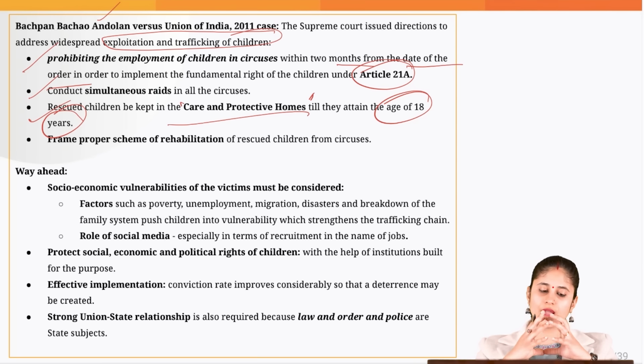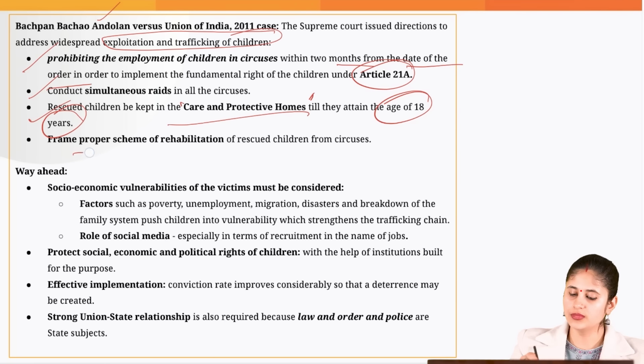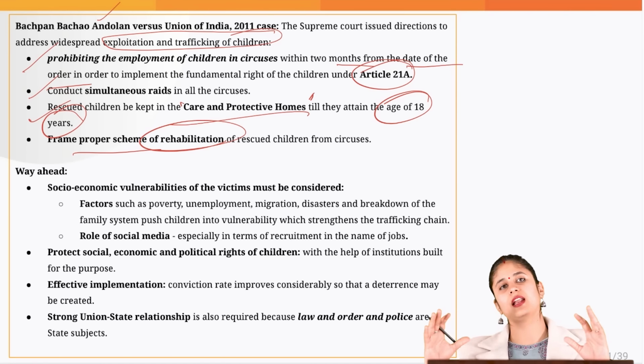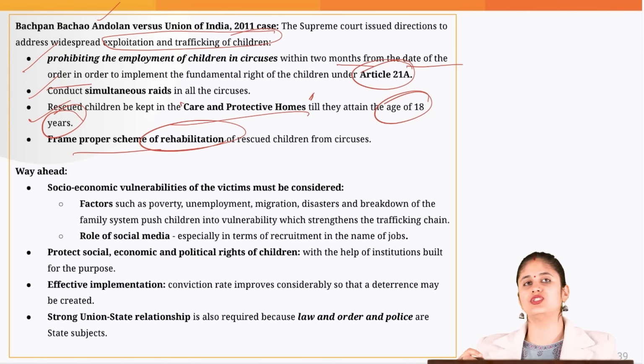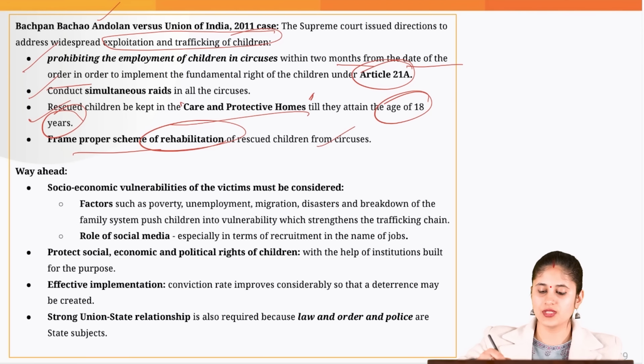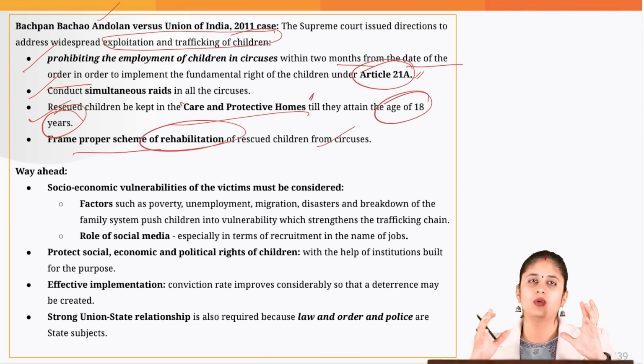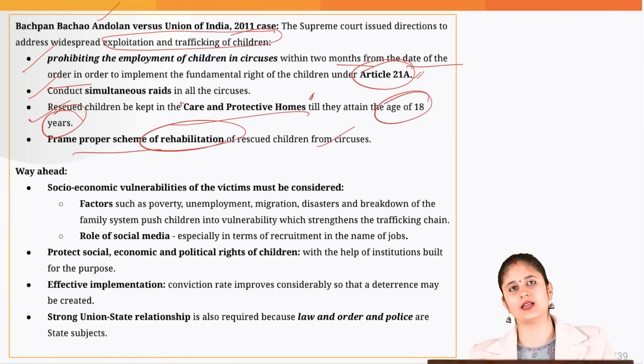And the state government also has to come up with a long-term scheme to ensure effective and long-term rehabilitation of such children who have been rescued from circuses. Okay, one thing you need to let me know in the comment section: when it comes to Article 21A, till what age do you enjoy this Article 21A, that is the right to free and compulsory education.